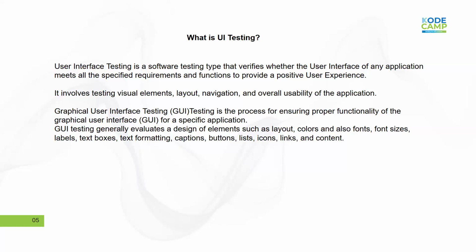We are going to check the labels, the text boxes, the text formatting, captions, buttons, lists, icons, links, and etc. So that is what you are going to check for when you are doing UI testing.